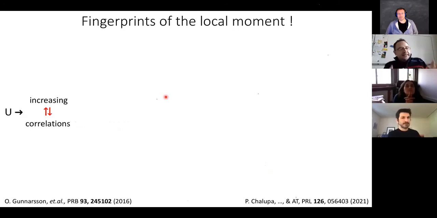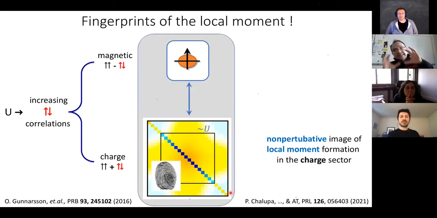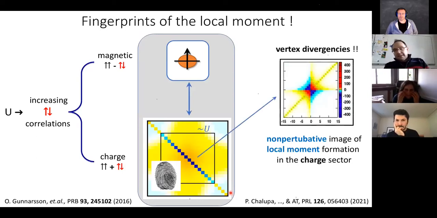Summarizing this, we can say that if we increase U, essentially we increase the correlation between the up and the down spin sector. And this enters differently in the magnetic and the charge channel. The magnetic channel is enhanced while the charge channel is suppressed. However, for reasons related to the Pauli principle, the suppression occurs in the charge channel mostly in the diagonal term, which becomes strongly negative. And so we can say that this negative diagonal that we observe very clearly is nothing else than the fingerprint, or if you want, the non-perturbative image of the local magnetic moment onto the charge channel. And of course, this fingerprint is responsible for the vertex divergences, or if you prefer, for breaking down the perturbation theory.